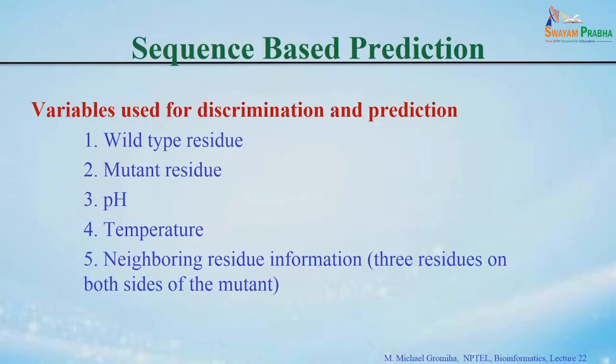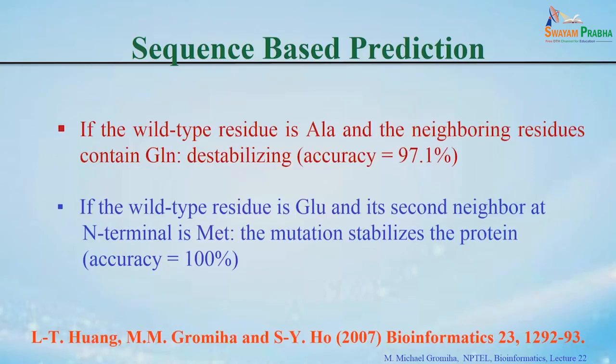Because in the average assignment method, I mentioned that if this mutation is alanine to valine, it can be stabilizing or destabilizing, right, depending upon the values. Then from the sequence information, we can tell if alanine to valine and the neighboring residue is aspartic acid, then this could be a stabilizing residue. So, you can make rules. In this case you can take all the information, wild type residue, mutation residue and neighboring residue information, and then we can develop the rules.